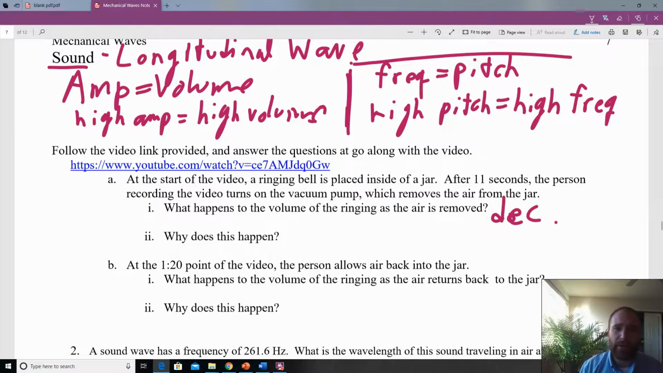Why does this happen? Well, we just said that sound is vibrating air. If there's no air, there's no vibrating air, because there's no air to vibrate. And that's what sound is, that vibrating air. The best physics word I would use for why this happens is because there's no medium. That's the best answer I would like to hear there. Because medium is what this mechanical wave travels through. All mechanical waves require a medium. Without this medium, the wave doesn't even exist. Without air, vibrating air doesn't exist. And that's what sound is.